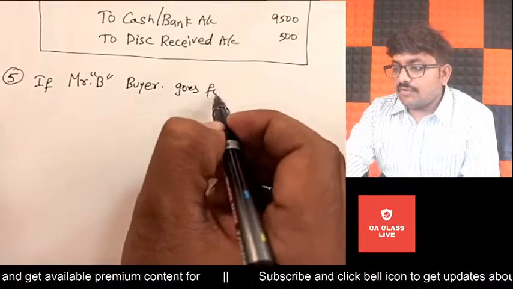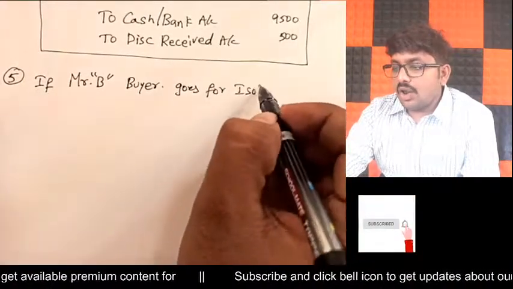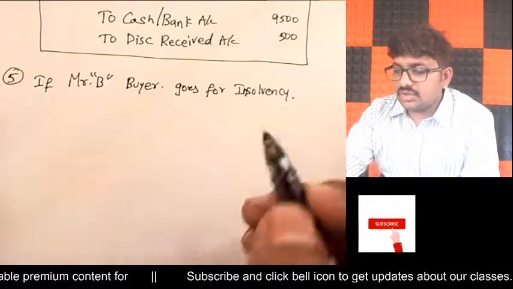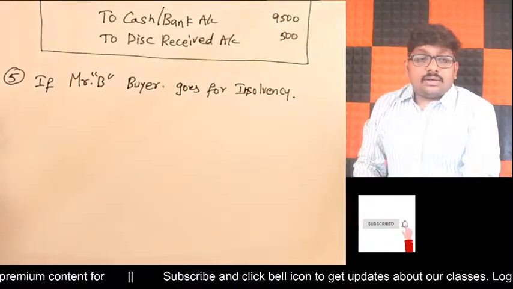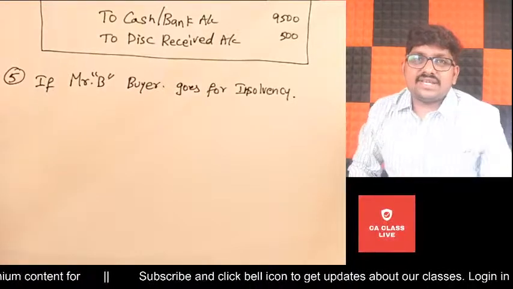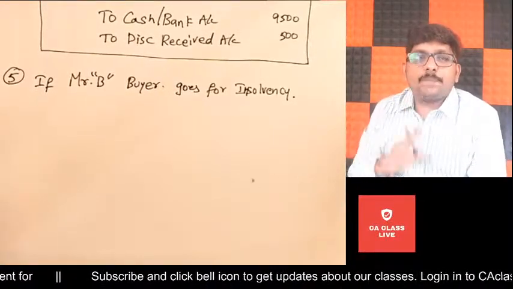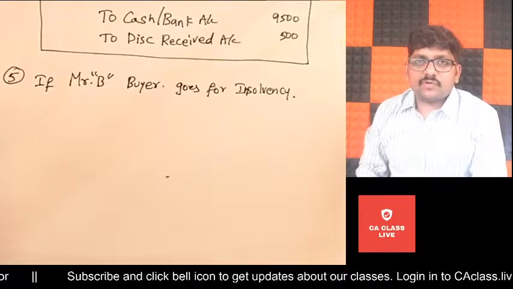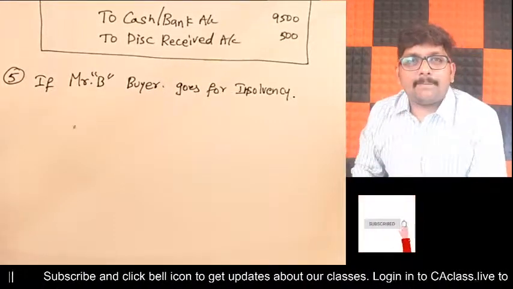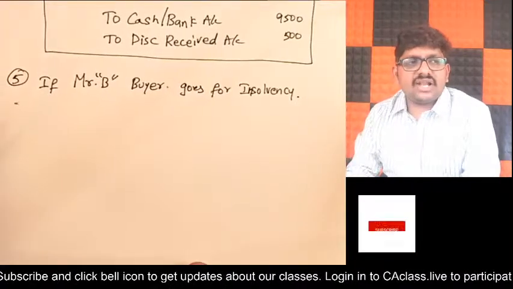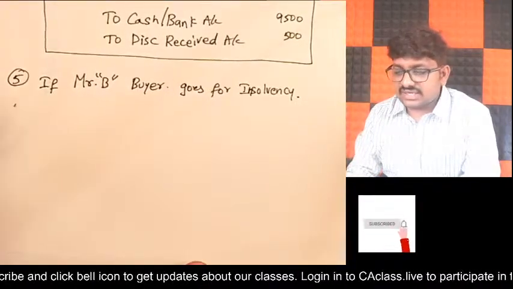goes for insolvency. Going for what? Insolvency. What is insolvency? In simple terms, I am unable to pay my money back. Whatever be the money I have to pay, I am unable to pay that money back, which we call as insolvency. Of course, about insolvency, friends, we will have detailed discussions, and a new guest has come, one ant.